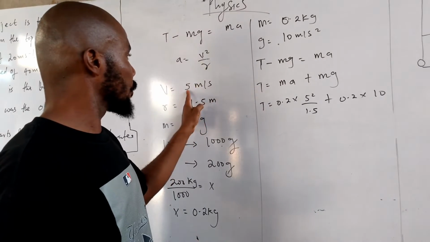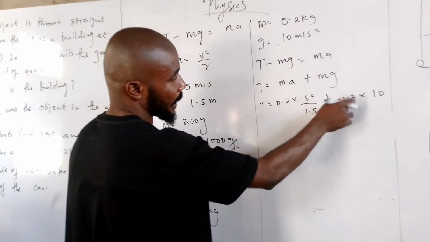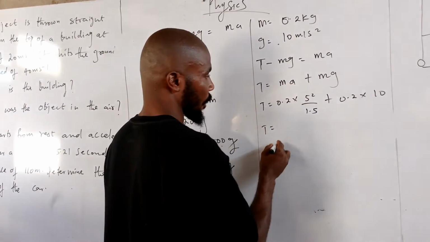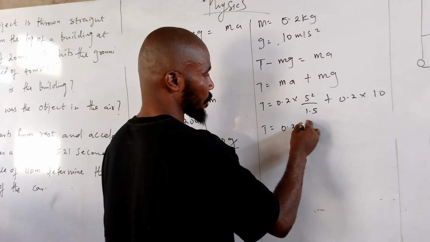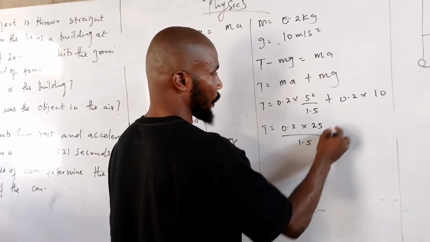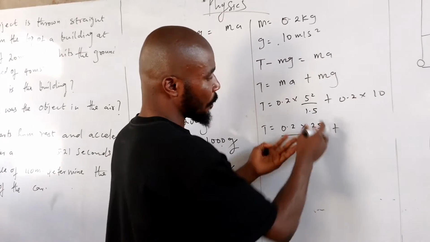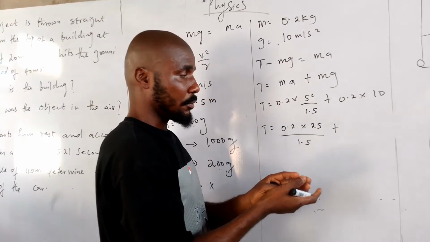Okay, we'll put in all the parameters here. Anywhere we see V, we'll put 5. Anywhere we see R, we'll put in 1.5. So let's expand this and see what the answer will be. Okay, we'll have 0.2 times 5 squared will give us 25, all upon 1.5 plus 0.2 times 10. So I will teach us how we can do this without using a calculator.